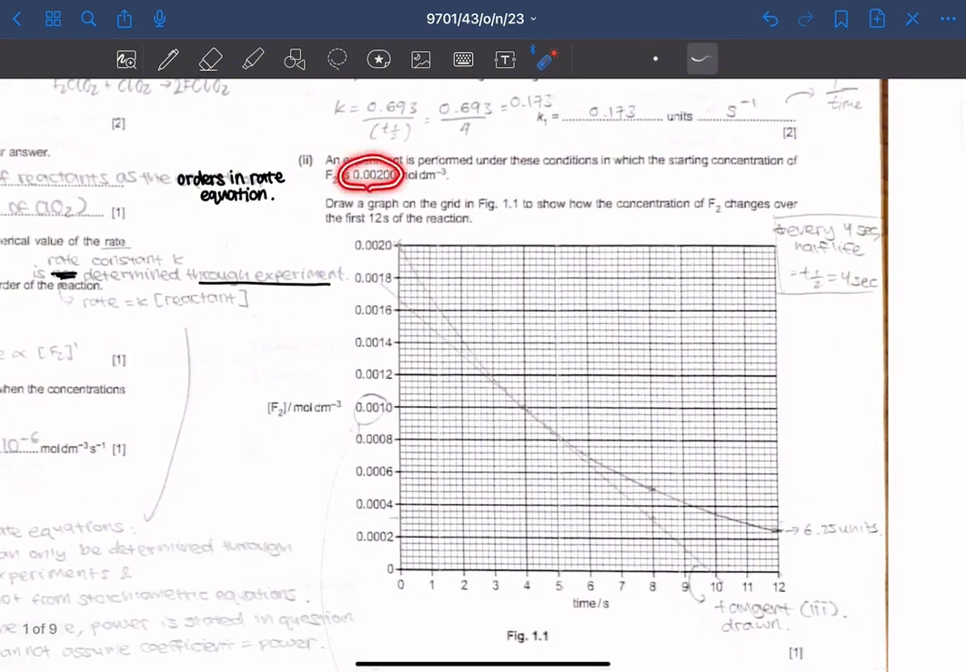So it starts at 0.002 mole per dm cube concentration. So this is your first point. And then at half of 0.002, which is 0.001, there is an interval of 4 seconds. So this is your next point.